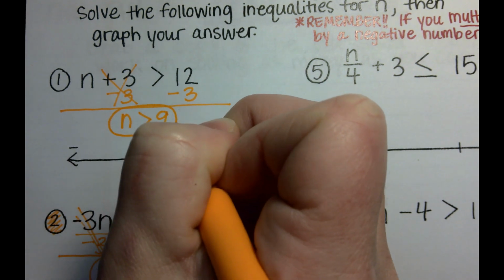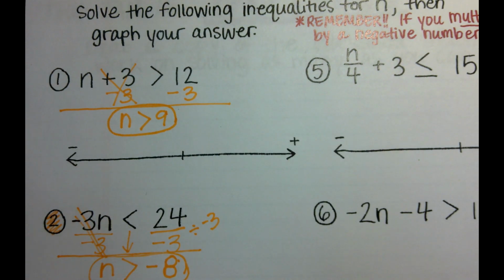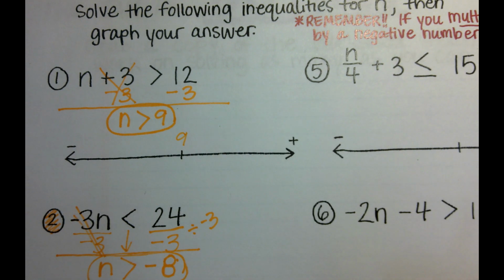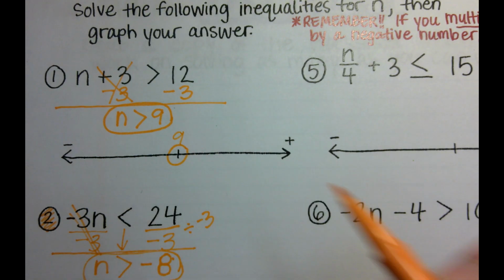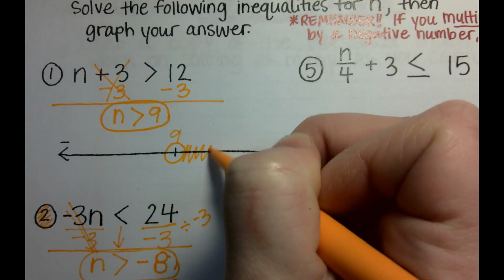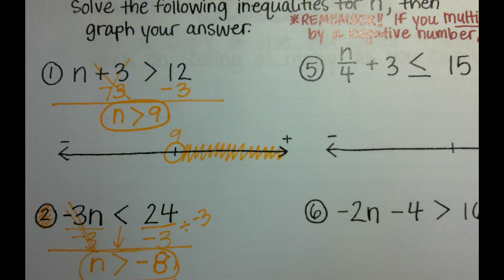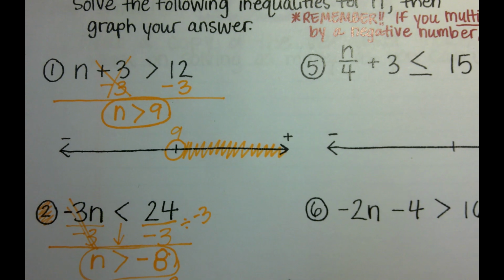Okay. So our answer should be n is greater than 9. What does our graph look like? Put the 9 on the line. Circle the 9. And go to the right. Is my circle open or closed? Open. Good. Very good. Any questions on number 1? That one was a little more straightforward. So good.